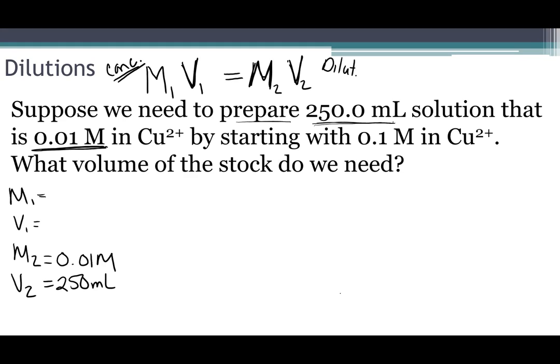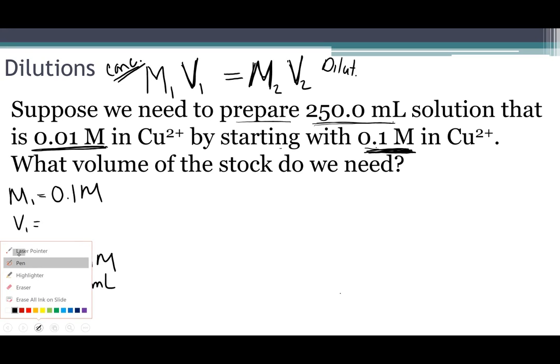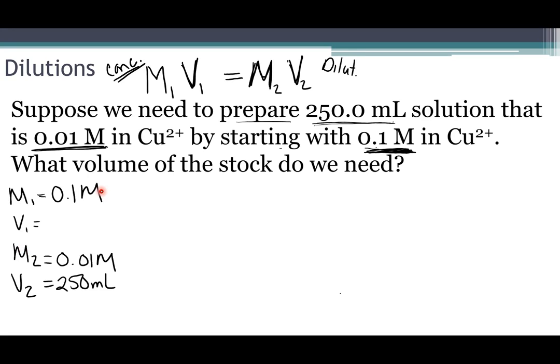Okay. We're going to make this solution by starting with our concentrated or stock solution. So that's M1. That's the molarity that we're starting with. And at this point, you can always pause and just make sure this makes sense. Concentrated should be a higher number than diluted. So 0.1 would be more concentrated than 0.01. So that makes sense. Okay. All right, and we're solving for the volume. So this is the variable that we're solving for.